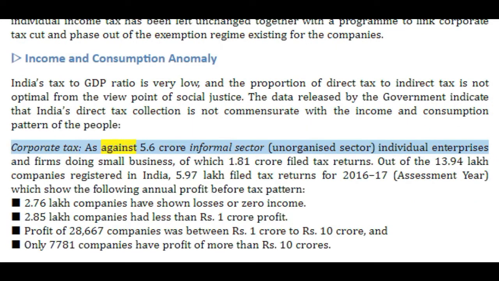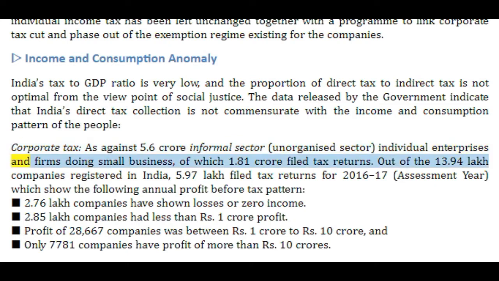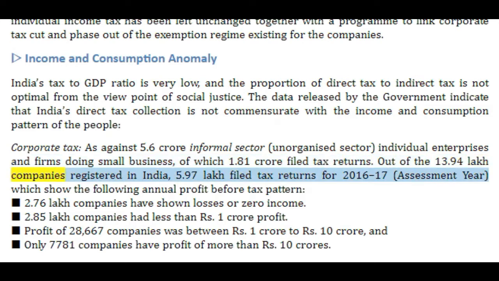Corporate tax, as against 5.6 crore informal sector, unorganized sector, individual enterprises and firms doing small business, of which 1.81 crore filed tax returns. Out of the 13.94 lakh companies registered in India, 5.97 lakh filed tax returns for 2016-17 assessment year, which show the following annual profit before tax pattern. 2.76 lakh companies have shown losses or zero income.